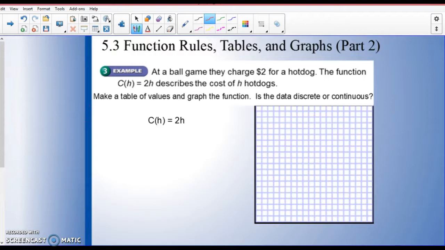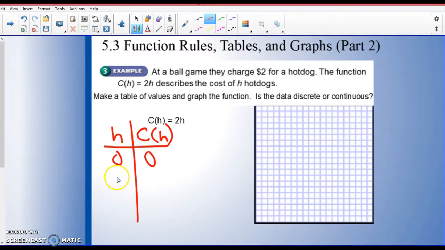All right. At a ball game, they charge $2 for a hot dog. The function C of H equals 2H describes the cost of H hot dogs. Make a table of values and graph this function. So, hot dogs and cost of the hot dog. If I buy 0, it costs 0. 1 hot dog will cost 2, 2 will be 4, 3 will be 6, etc., and so on.